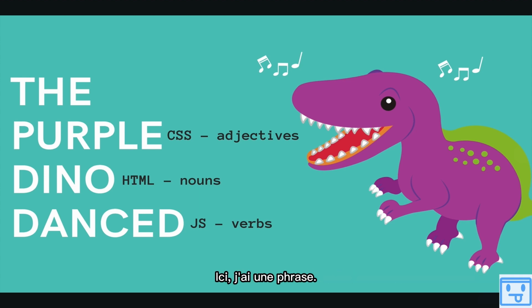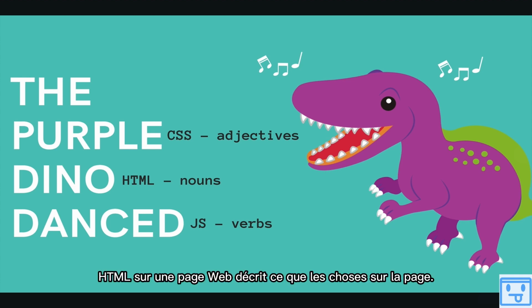Here I have a sentence. The purple dino danced. We have three pieces if we ignore the article. We've got dinosaur. The thing is a dinosaur. It's the nouns here. And that's what I like to imagine as the HTML. HTML on a web page describes the things on the page.